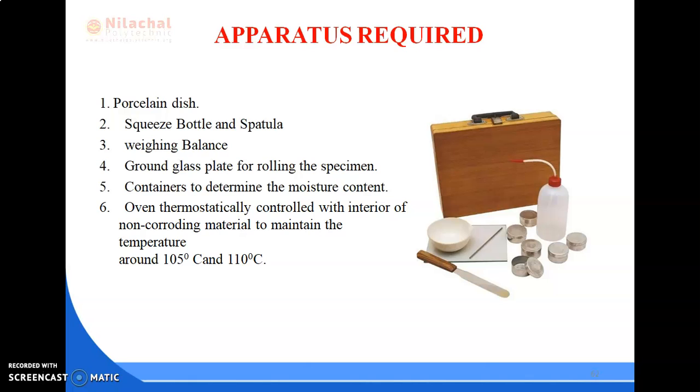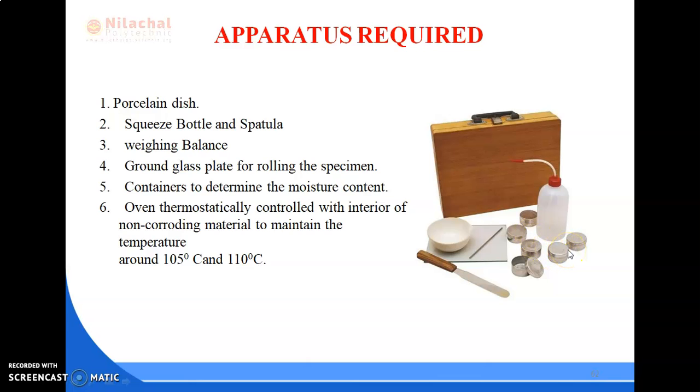Next is the apparatus required for the procedure. So porcelain disc, squeeze bottle and spatula, weighing balance, ground glass plate for rolling the specimen. This is the plate, this is the squeeze bottle. With the help of this squeeze bottle we can add water to the soil sample in the porcelain disc slowly as per our requirement. Containers to determine the moisture content. These are the containers which we use for determination of water content.